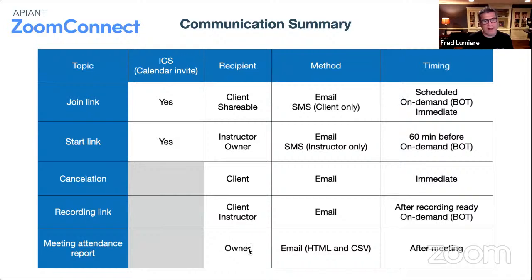The owner will get that. Again, it's optional. You can receive it or not receive it. And that's an HTML email with a CSV. It may seem like overkill for a CSV, but we have clients who have 1,500 people per class. So that can be very useful if they want to be able to report who showed up, who didn't, and so forth. And this is after the meeting, okay?